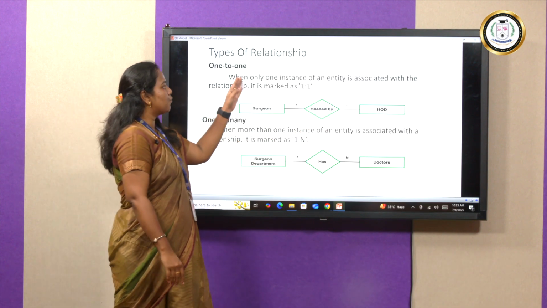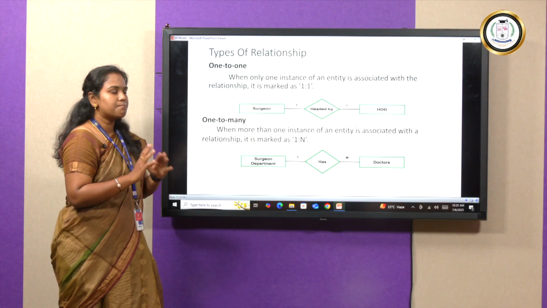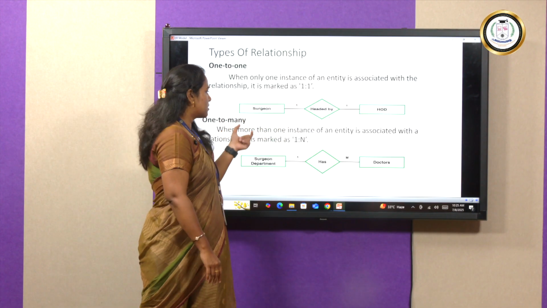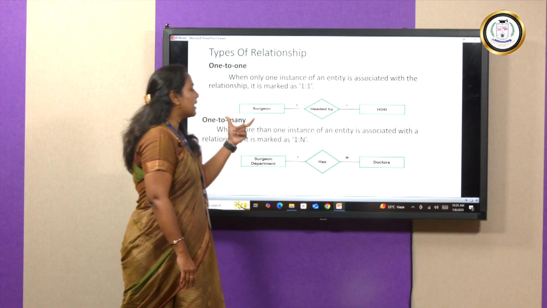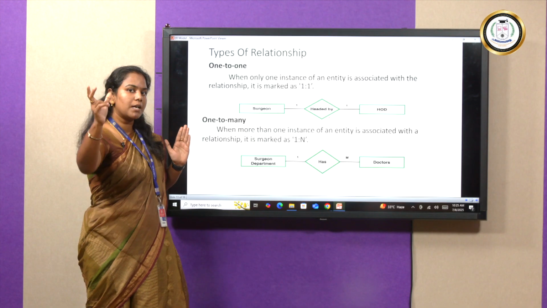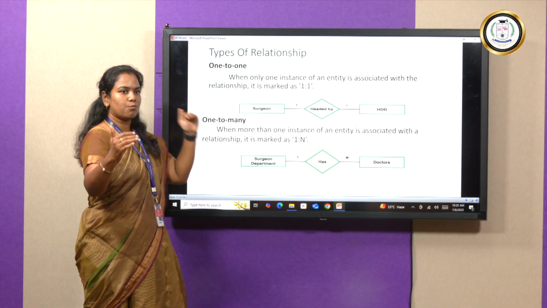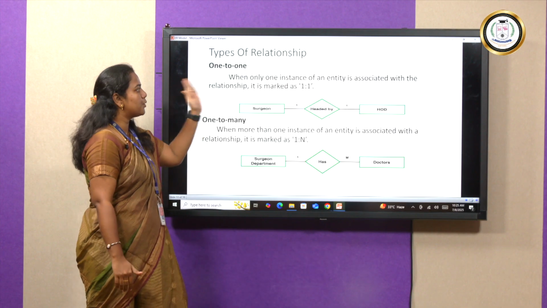When only one instance of an entity is associated in the relationship, that is marked as one. So surgeon headed by HOD or a department headed by HOD. A department is a single department. CSE is a single department. For each and every department only one HOD will be there. So 1:1. So it comes under a one-to-one relationship.